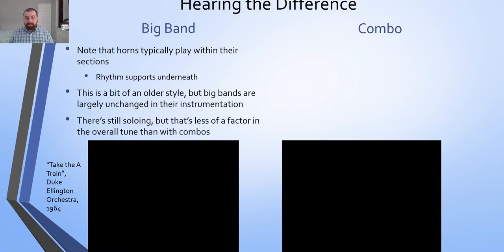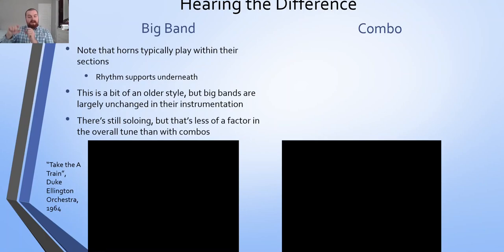We're going to listen to two quick tracks here. So in a big band, the horns typically play with their sections. So saxophones will play as a section, trombones will play as a section, trumpets will play as a section. This is not a rule, but this is more of a theme you see. So oftentimes you'll see all the horns playing at the same time, but playing in different kind of figures based on whether they're trumpets, saxophones, or trombones.